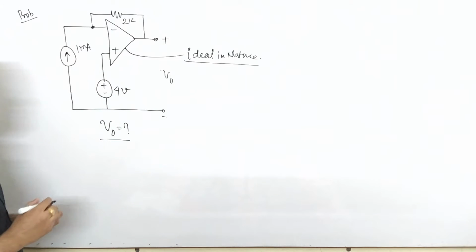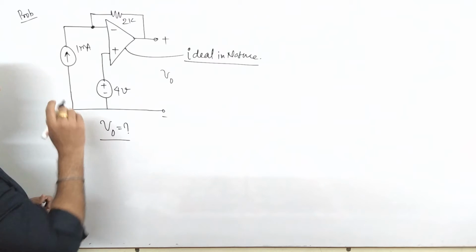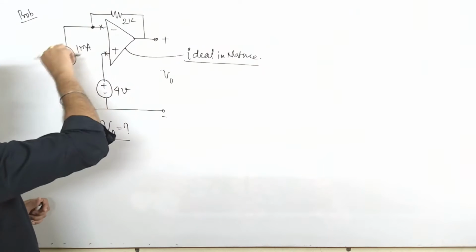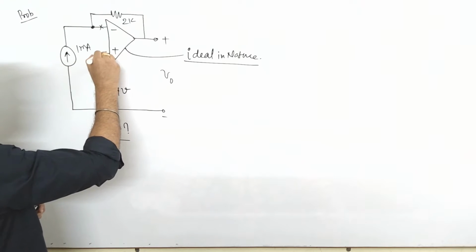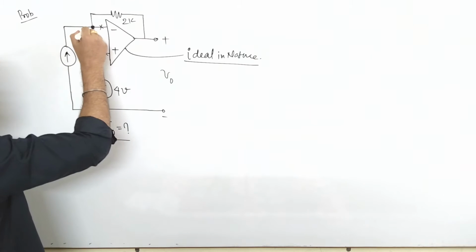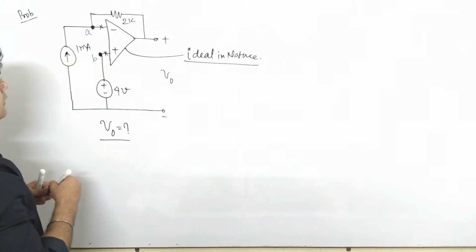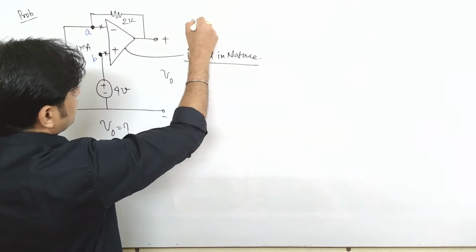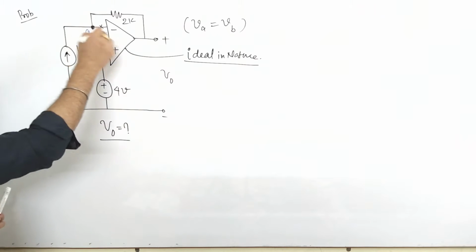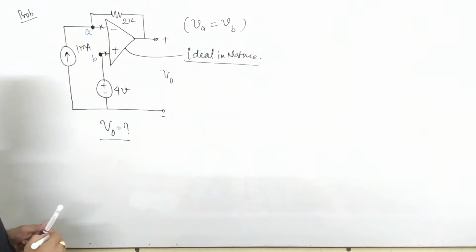Whenever you see that the OPAMP is ideal in nature, two things you have to keep in mind. No current will enter here, and whatever the potential of these two nodes, say this node is A and this node is B, just keep in mind the value of VA and VB will be equal. And no current will flow here. So now by applying this concept, we have to find the value of V0.